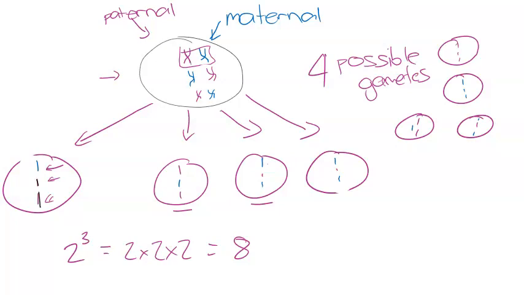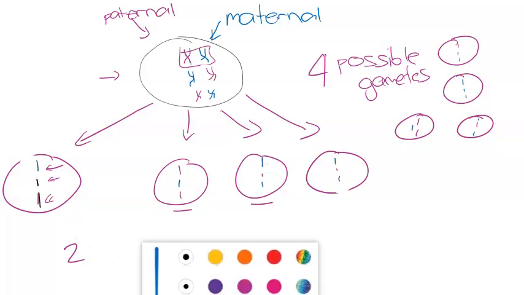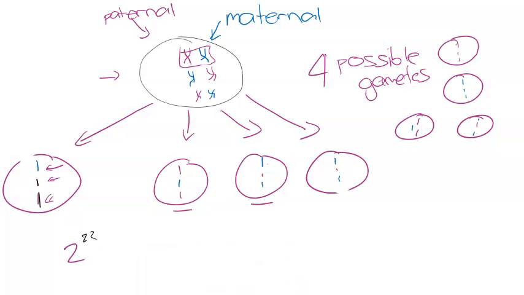So if we think of the human genome, we have 23 different chromosomes. So that is 2 times 2, 23 times. And that, just off the top of my head, is 8,388,608 different combinations of chromosomes that you could have in the gametes. So that introduces a lot of variation.